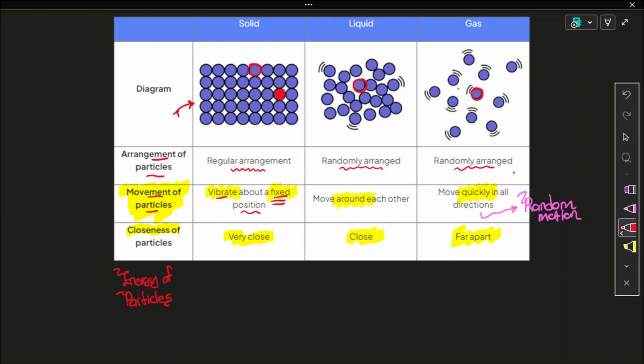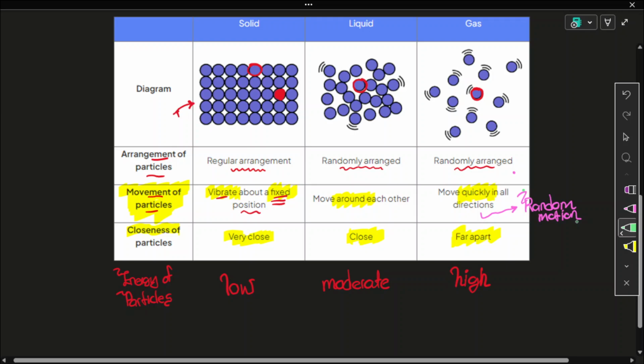Same thing here, it's science, no? So here, solids, they can't move around that much, can they? So the energy of a solid particle will be described as being low. What about liquids? We can say that liquids have moderate amounts of energy, and obviously gases will have the highest amount of energy possible. That's why they move around so much.